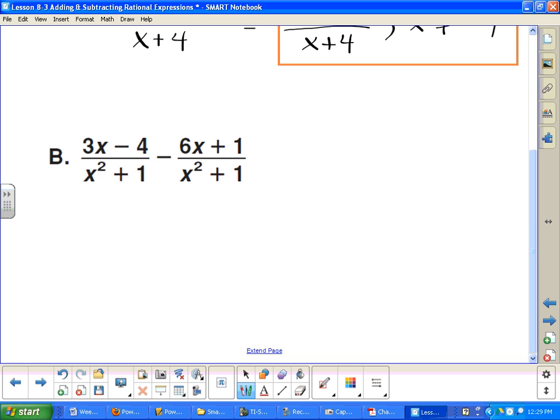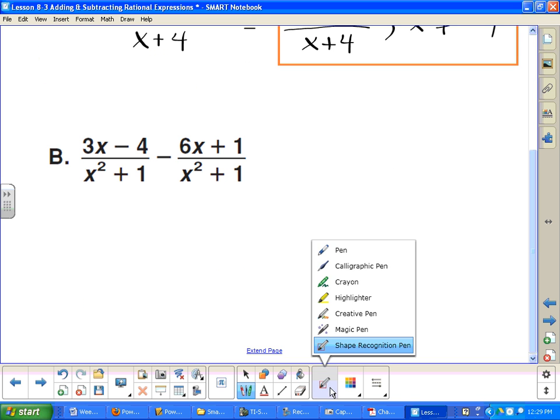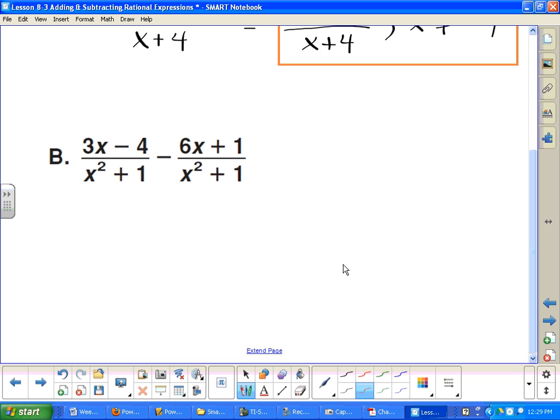Okay, so let's look at one where we're subtracting. So 3x minus 4 over the quantity x squared plus 1, minus 6x plus 1 over the quantity x squared plus 1. Now as I do this problem, I'm going to add a step to it, and whether you add that step or not is going to be completely up to you. But like I said, the first thing I'm going to do now, I have a common denominator. I'm going to write a single fraction bar with that common denominator.